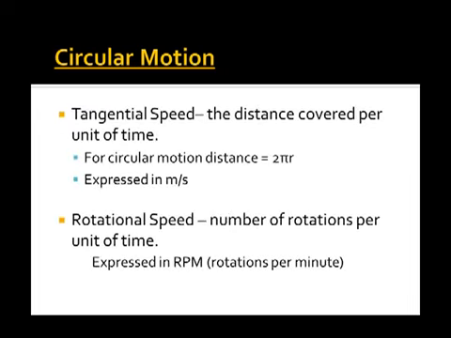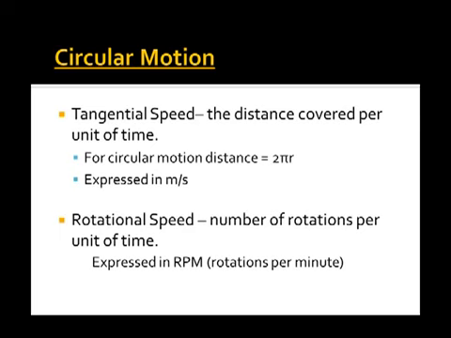A couple more definitions: tangential speed and rotational speed. Now, tangential speed is pretty much the same definition of speed as we know it already, which is the distance covered per unit of time. The difference when we're looking at circular motion is that the distance covered is the circumference of the circular path the object is going along. So we have to multiply 2 times pi times r, the radius of the circular path, in order to figure out the distance. We divide that by the time it takes for the object to go around the circle one time. This type of speed, tangential speed, is expressed in meters per second, just like the speed that we're used to.